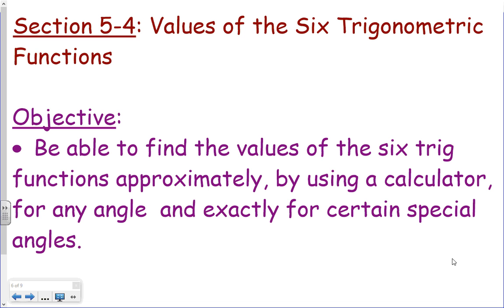And so we were introduced to the 6 trig functions in the first half of this. We even used the calculator to approximate some of these. And now we're going to focus on the special angles that it's referring to, to be able to evaluate our trig functions exactly.